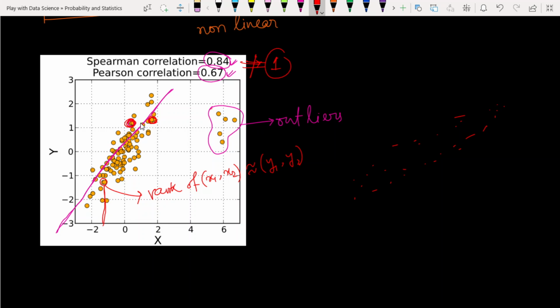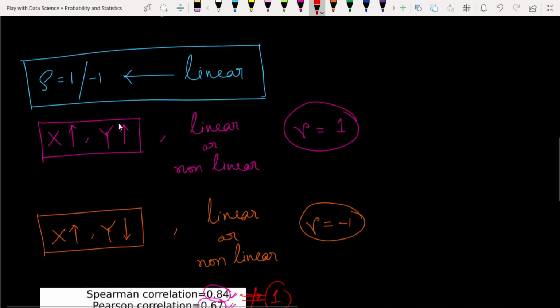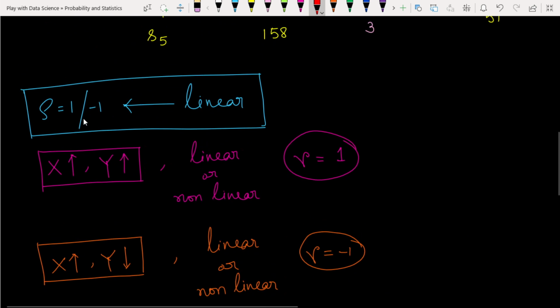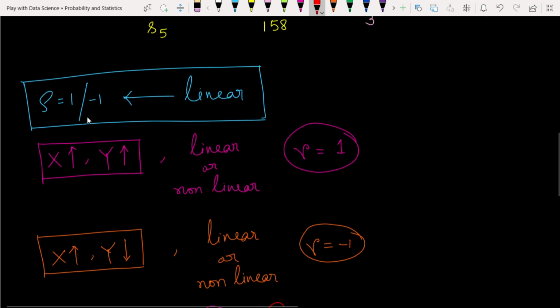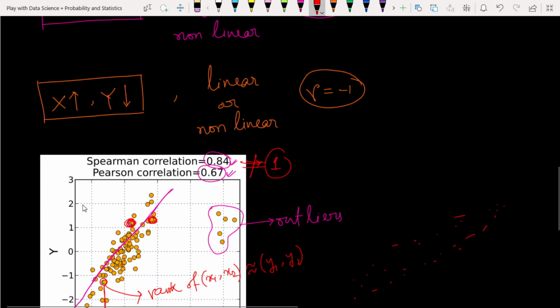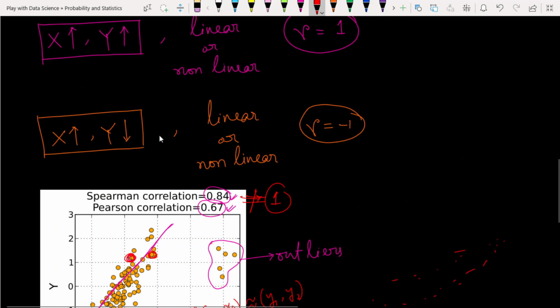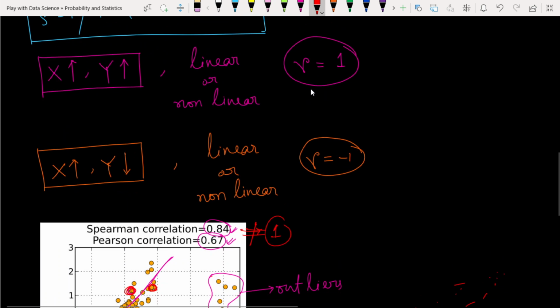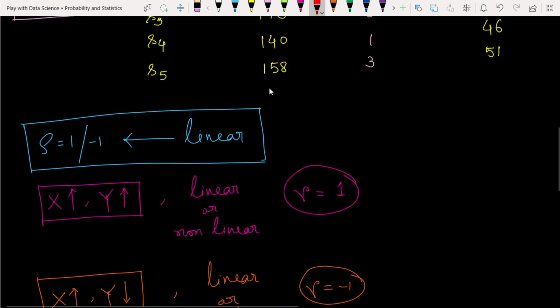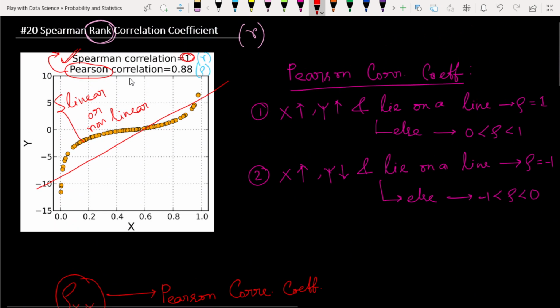I think you got the idea of the main advantage. If the sample Pearson correlation value gives us 1 or minus 1, then only do we get its linearity, meaning it's properly linear. But for non-linear or linear, it does not matter. If it is well distributed in our space, then we can get such a Spearman correlation. From this lecture you got the idea in detail, and the advantage of the Spearman rank correlation coefficient over the Pearson correlation coefficient.